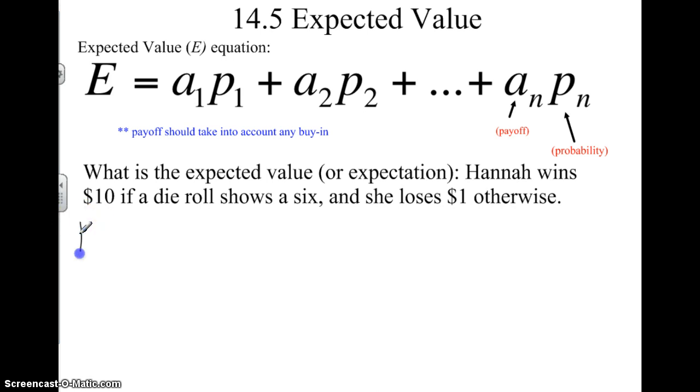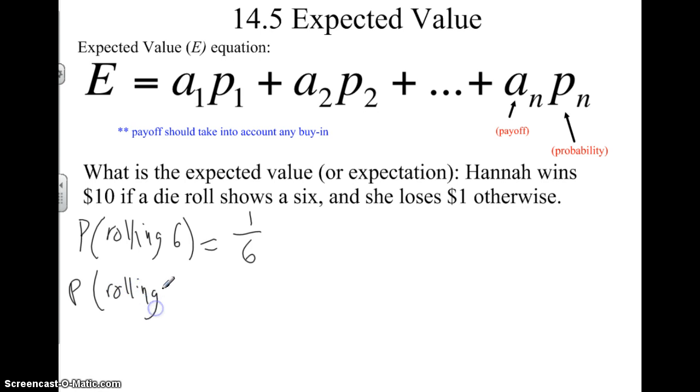Let's get started. So our probability of rolling a 6 is the same as any other kind of roll. So it's 1/6 for a die, and the probability of rolling not a 6 is going to be 5/6, because you can roll a 1, a 2, a 3, a 4, or a 5, and there's 6 total options.